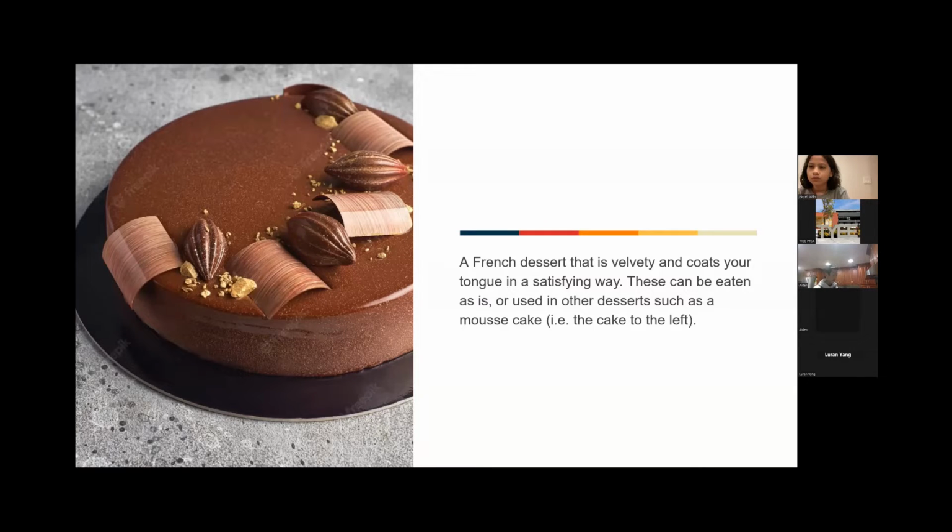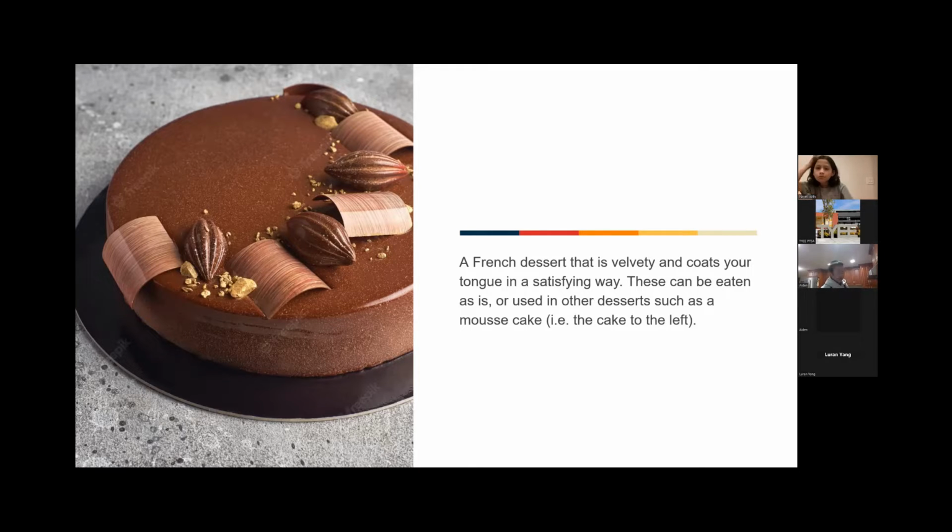It's a really velvety dessert, almost like a cream, but denser, and it coats your tongue in this really satisfying way. These can be eaten as is, like our recipe today, or they can be used in a mousse cake, which is what is pictured on the left. So that's a pretty quick overview on chocolate mousse.